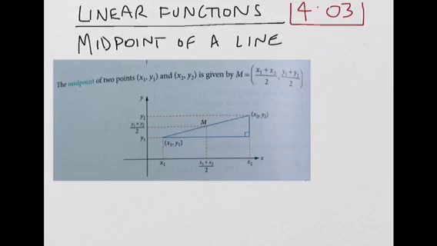This lesson aligns with 4.03 of the textbook, and it is on linear functions and finding the midpoint of a line. The example they give says the midpoint of two points, the first point having x and y coordinates of x1, y1, and the second point being x2, y2, is given by capital M for midpoint equals (x1 plus x2 over 2, y1 plus y2 over 2). Notice there is a little comma here. This is not one big equation, it's not two fractions multiplied together or anything.